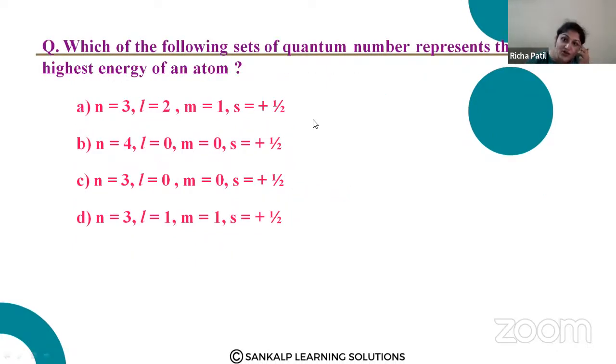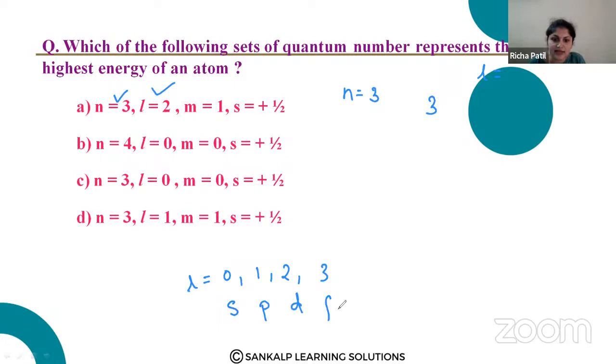Which of the following sets of quantum numbers represents the highest energy of an atom? So we have to find the highest energy. When N is equal to 3, the main shell is 3, and L is equal to 2. L is equal to 0, 1, 2, 3: 0 means S, 1 means P, this is D and this is F.